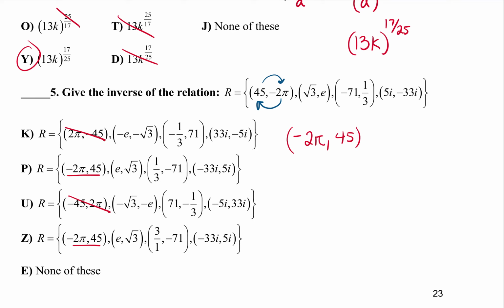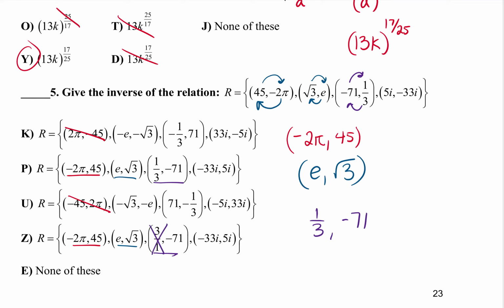Because I have 2 left, I keep going. My next one, I switch these around, so I should have E square root of 3. That doesn't help me. Next one, I should have 1/3 and negative 71. Look at that one, that's 3, that's wrong. So my answer is P. Maybe on the real test you don't have to go as far, but you just have to check. I would do one at a time and cross off all the ones that are wrong. That gives you less to look at.